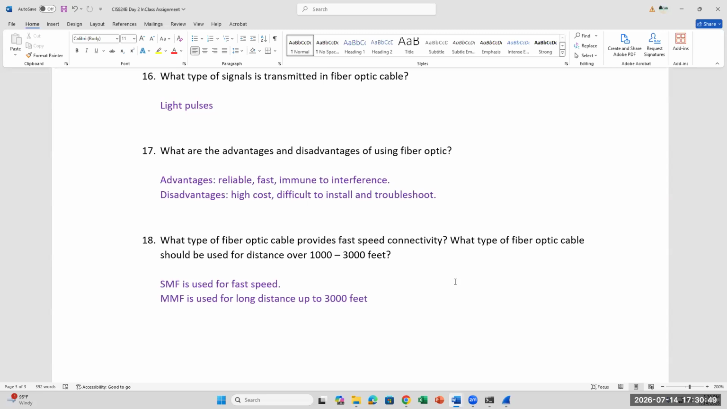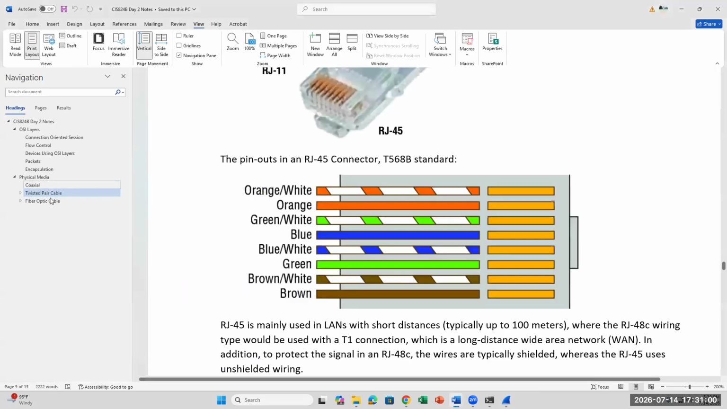So now let's look at some notes information so you can see.